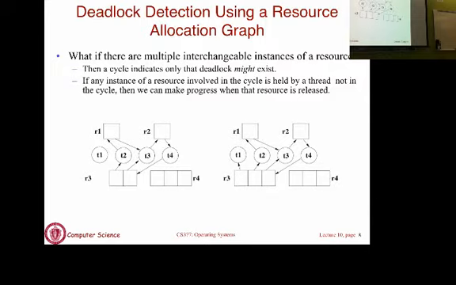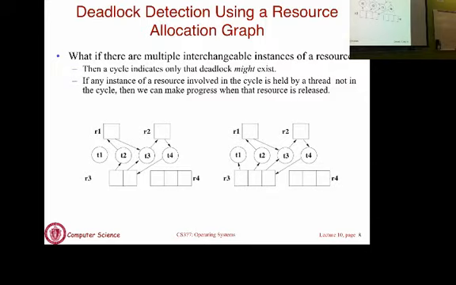A sufficient condition would have been: if I found a cycle, there's guaranteed deadlock. But that's not what we are saying. We said that if there is a deadlock, there's a cycle. Here's a counterexample where I'll show you a cycle, but we'll also convince ourselves that the scenario is not going to result in a deadlock.